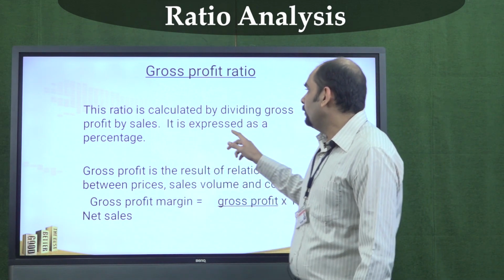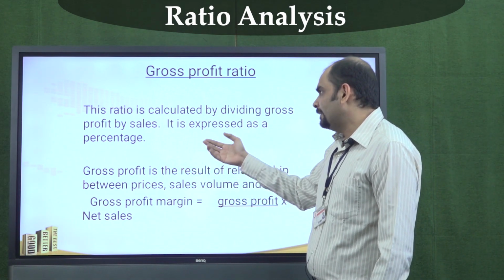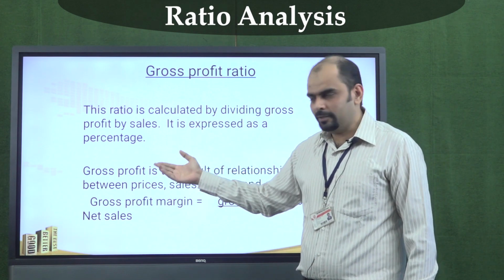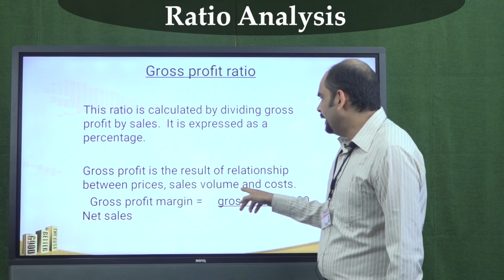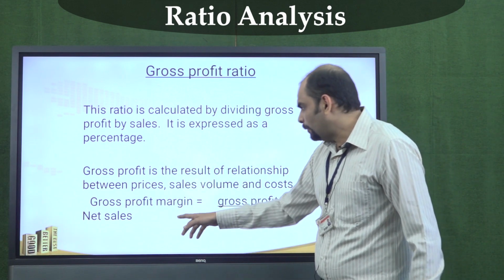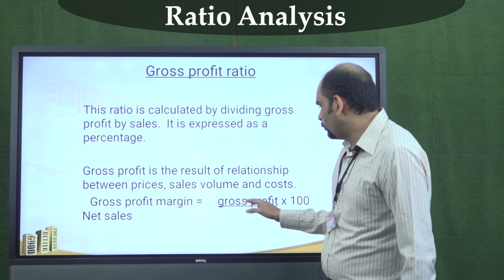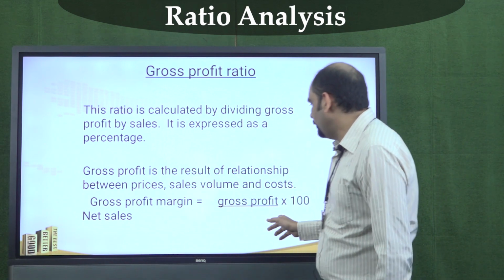This ratio is calculated by dividing gross profit by sales. It is expressed as a percentage. Gross profit is the result of the relationship between prices, sales volume and costs. So gross profit margin or gross profit ratio is gross profit upon net sales into 100.